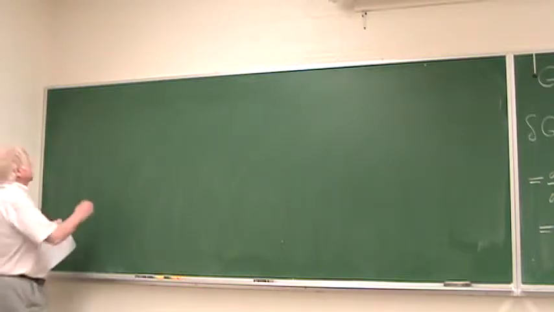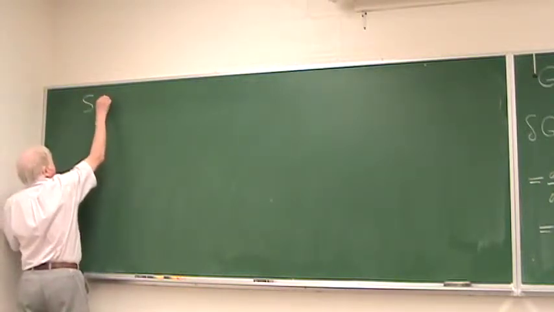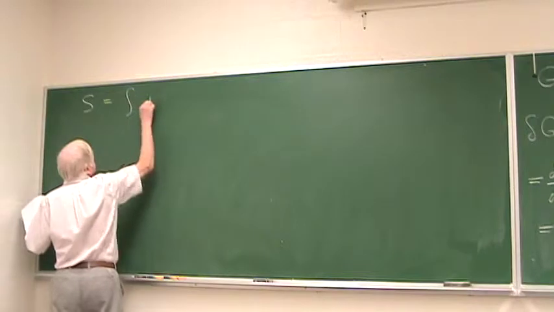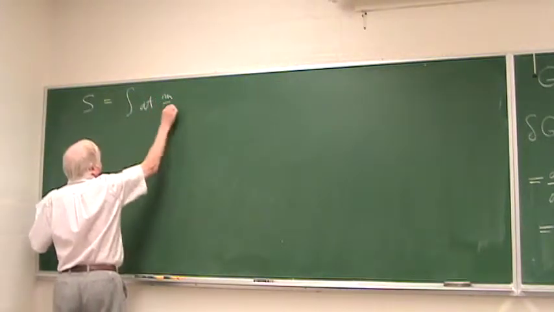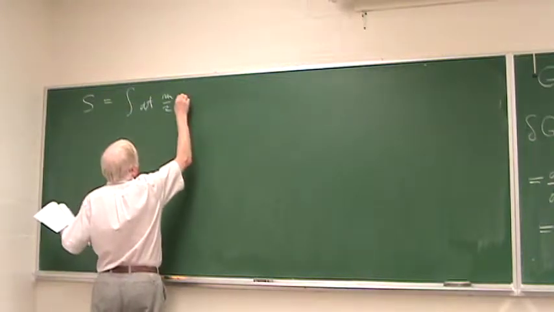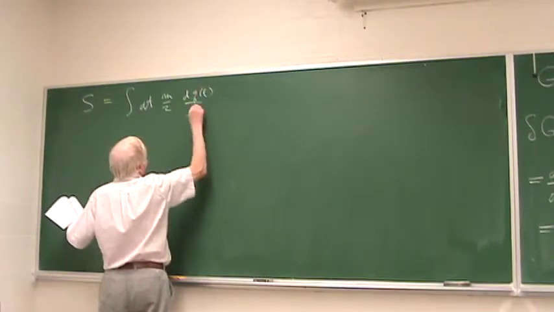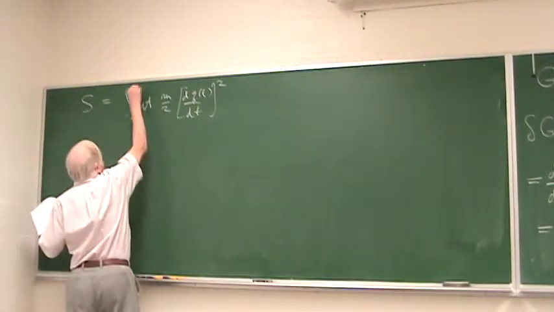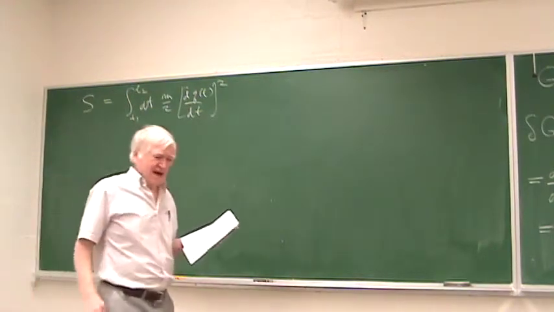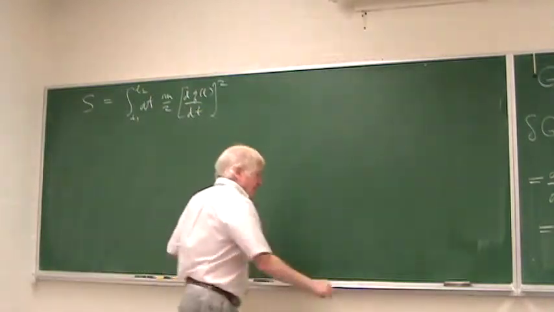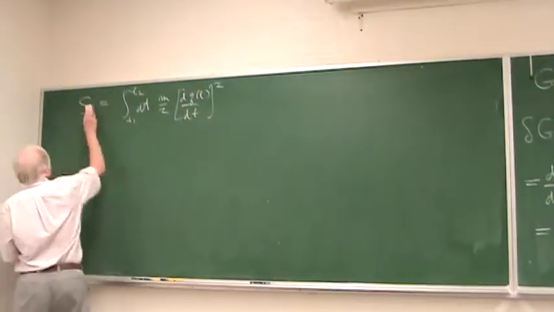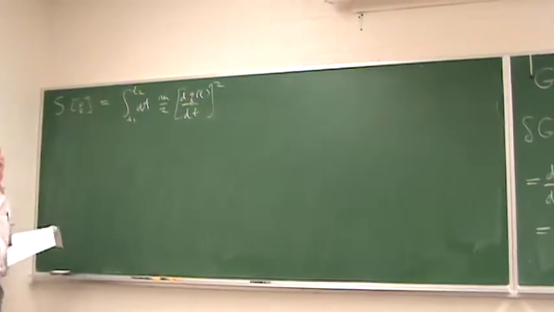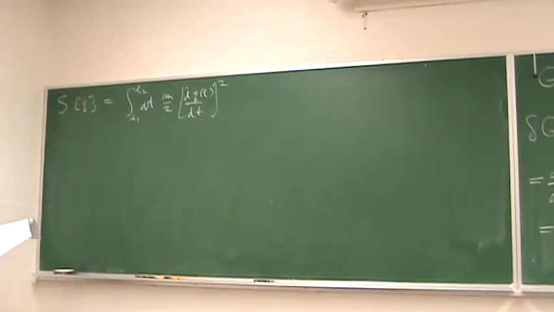Namely, let's think about a particular action. Let's say that S is, and just to make sure I have all the factors right, an integral dt, m over 2, dq of t, dt squared. And we're going from t1 to t2, say. Okay, so this is an action functional. It's, in fact, what we've been taught. It's a simple example of what we've been dealing with.